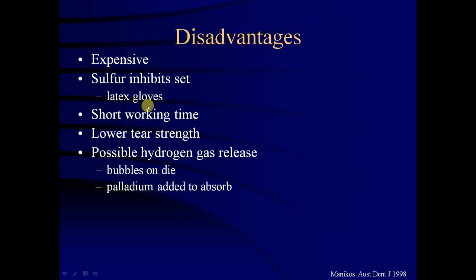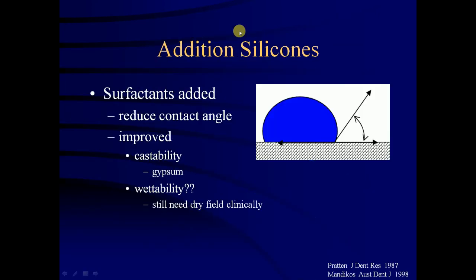The surfactant decreases the contact angle. In addition silicone, surfactants are added. Why are surfactants added? These are added to reduce the contact angle and improve the castability and wettability. When you add the surfactant, it decreases the contact angle. It is a commonly asked question in AIIMS and AIPG exams.